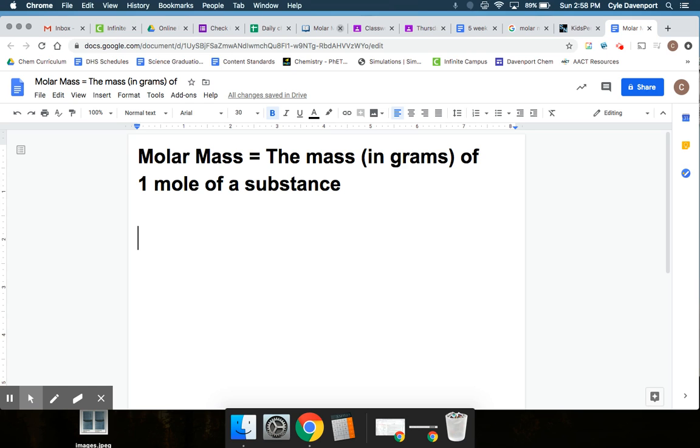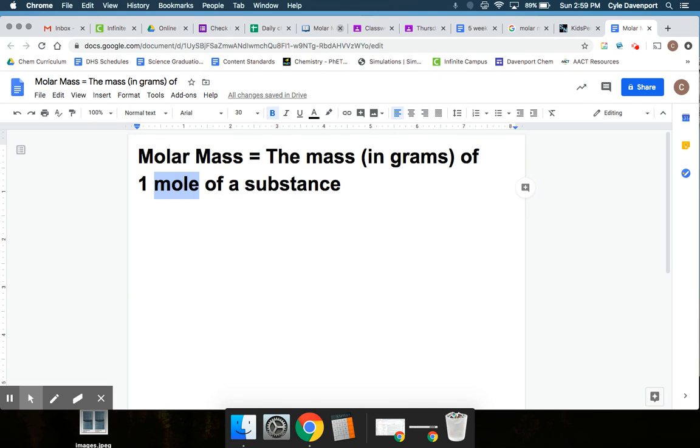Hi guys, just wanted to make a short Screencastify video for you here to start talking about molar mass. This is what molar mass is. It's the mass in grams of 1 mole of any substance. Last week you learned all about this, the mole. You learned that a mole means 6.02 times 10 to the 23 of anything.